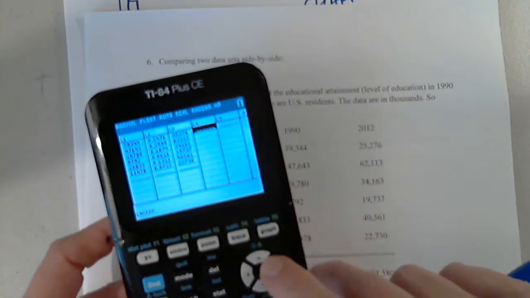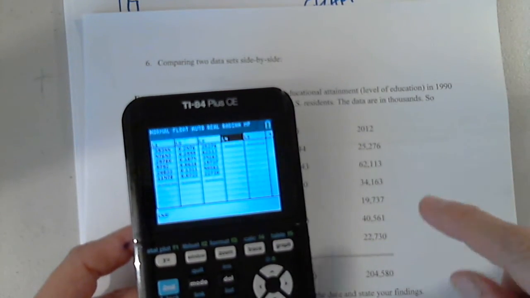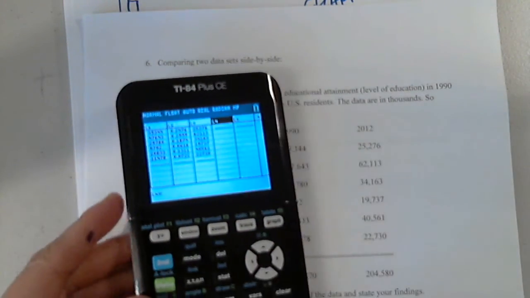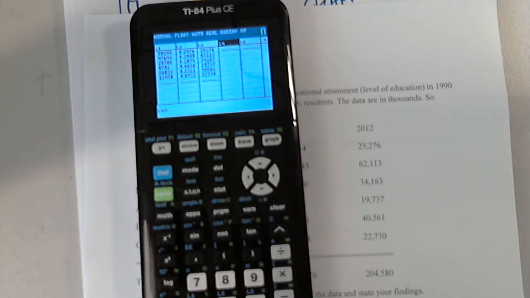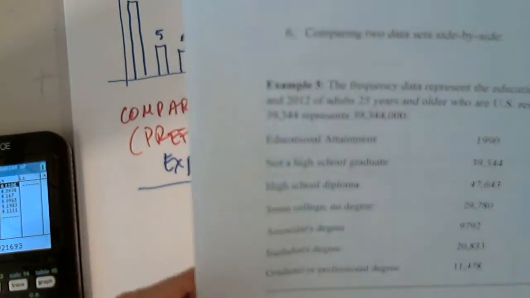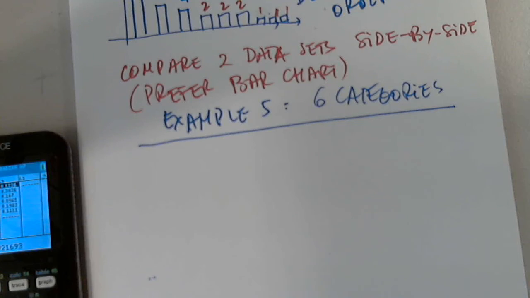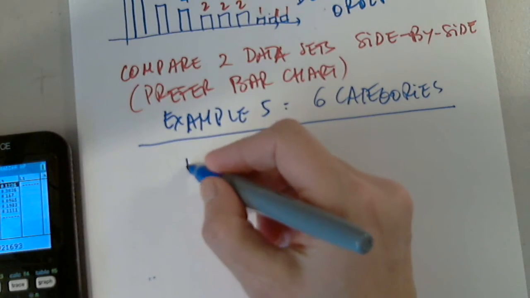Okay, so now in list L4, highlight the top of the list. Careful now because we have to put list L3. So list L3 goes with 3. So second key, list L3, and divide by the total. We have it right here, 204580. And press enter. And we got the relative frequencies for 2012. Now we want to draw a side by side relative frequency.